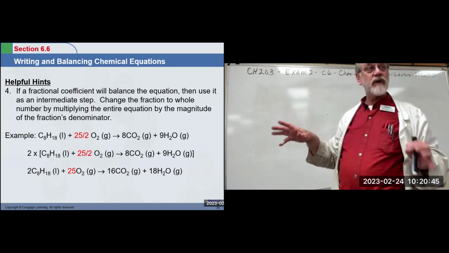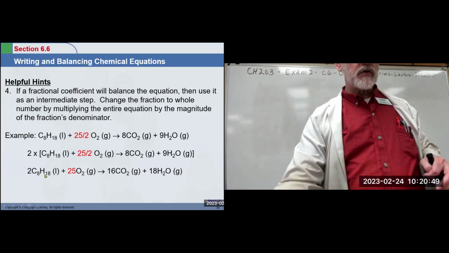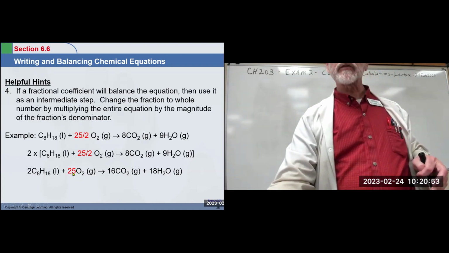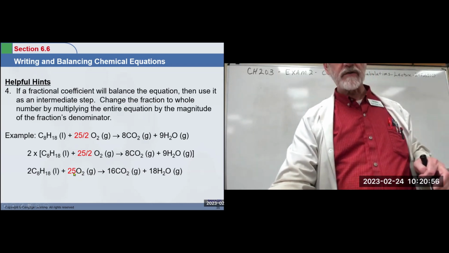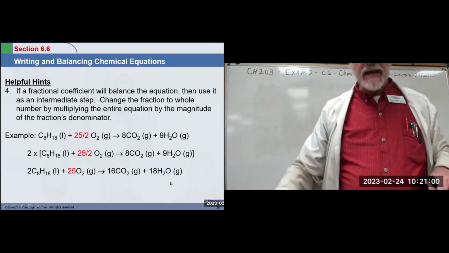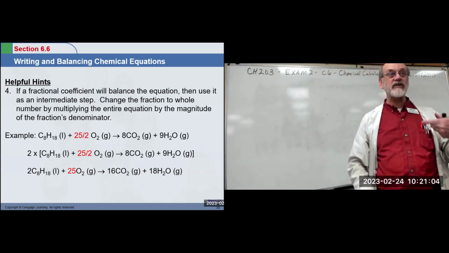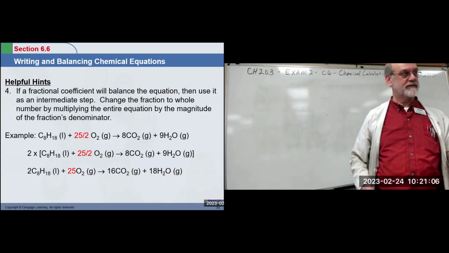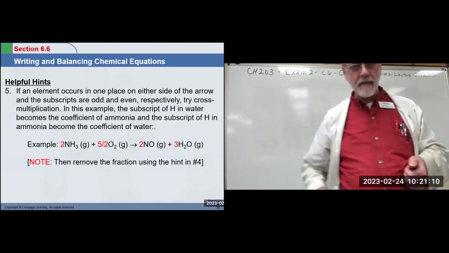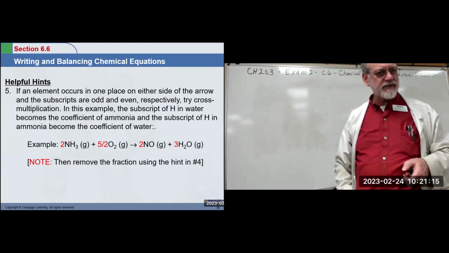But if you multiply through by 2, now you get 2 octanes. And we get rid of the 2 in front of the oxygen. Now it's 25 oxygen molecules, 16 carbon dioxide, and 18 water. That's one of the tricks. The helpful hint is sometimes you can use a fraction as an intermediate step. This one, sometimes it crops up.